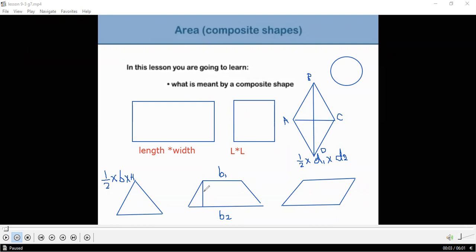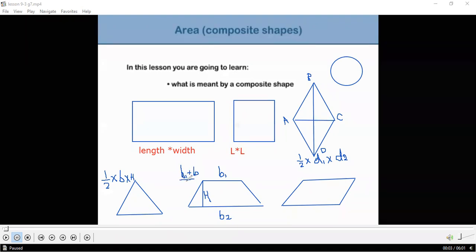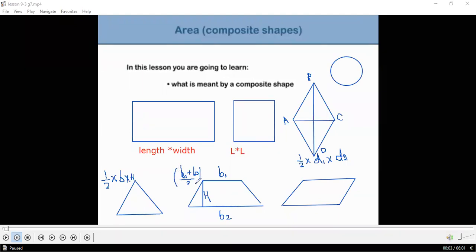Then it will be B1 plus B2 over 2 times height. Or we can even put the half outside: half times B1 plus B2, times height. Yes, times height. Thank you. So this is the area of the trapezoid. What is the next figure?